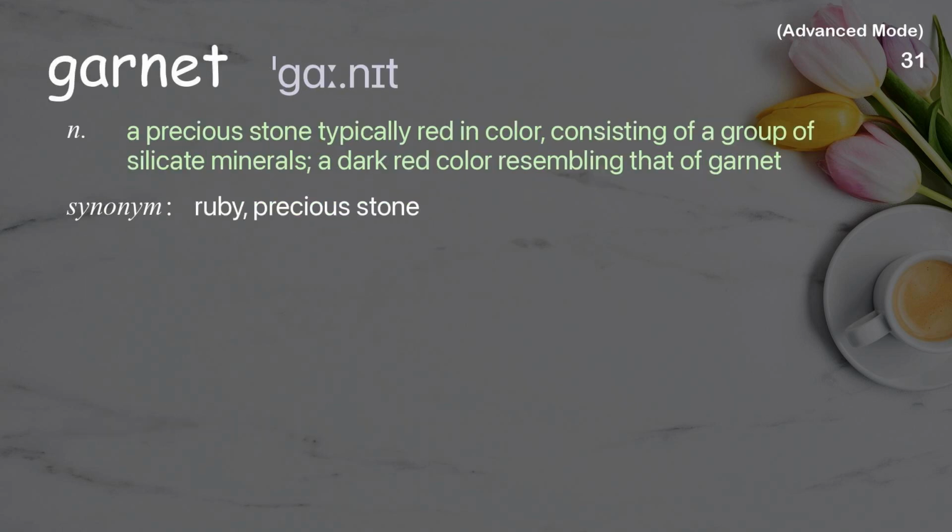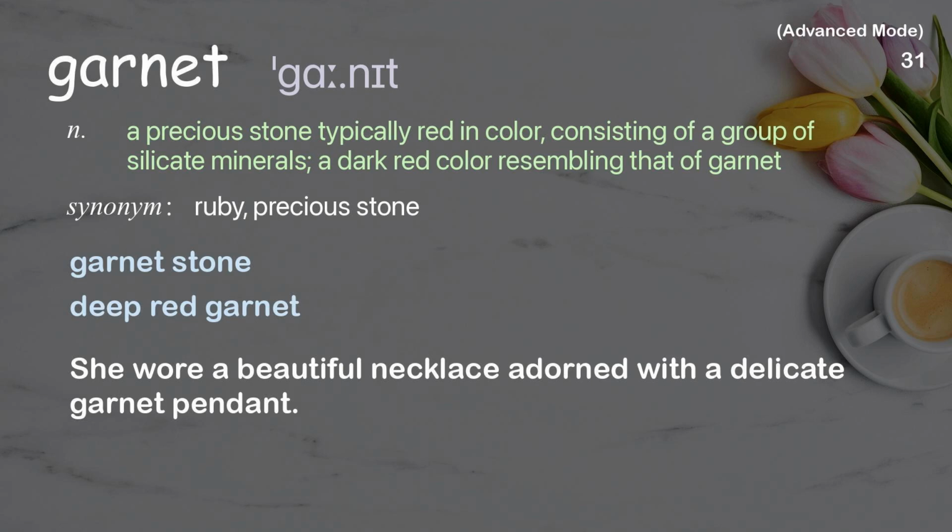Garnet. A precious stone typically red in color, consisting of a group of silicate minerals, a dark red color resembling that of garnet. Examples: Garnet stone. Deep red garnet. She wore a beautiful necklace adorned with a delicate garnet pendant.